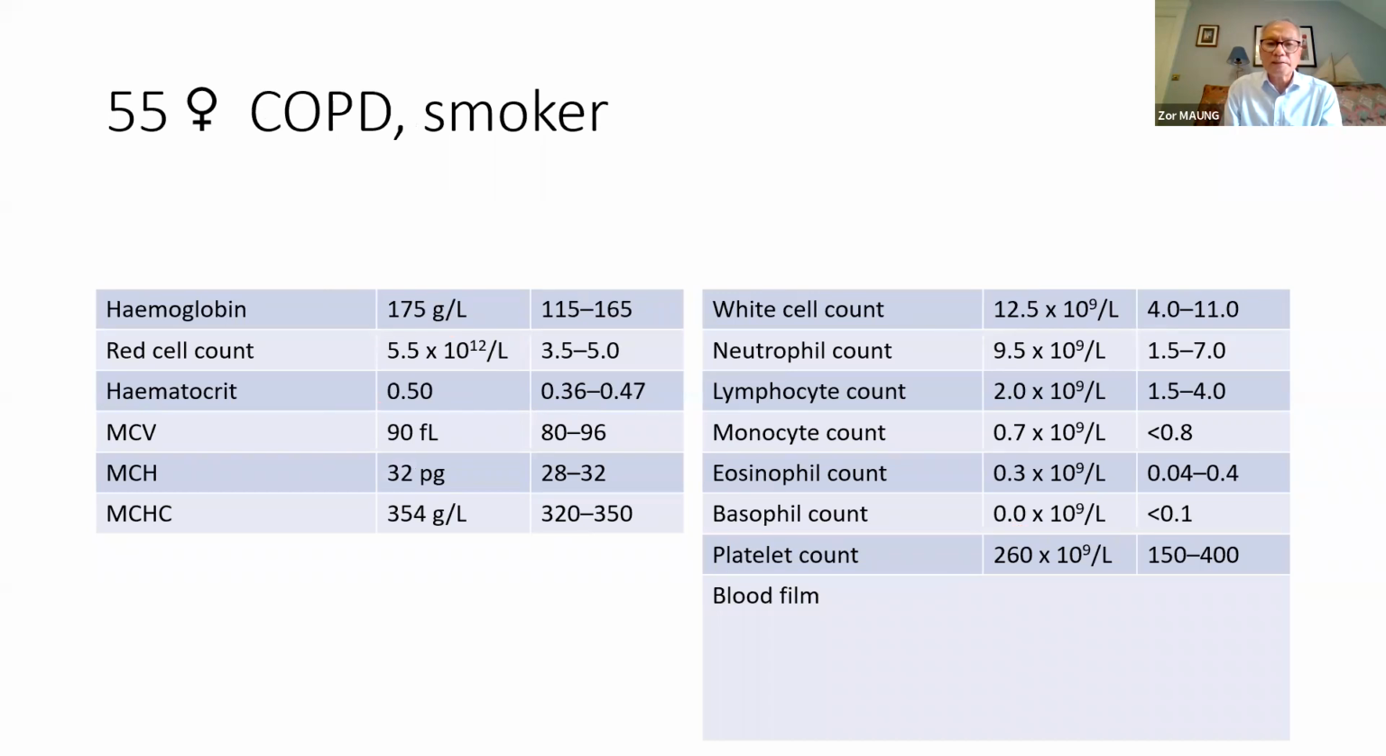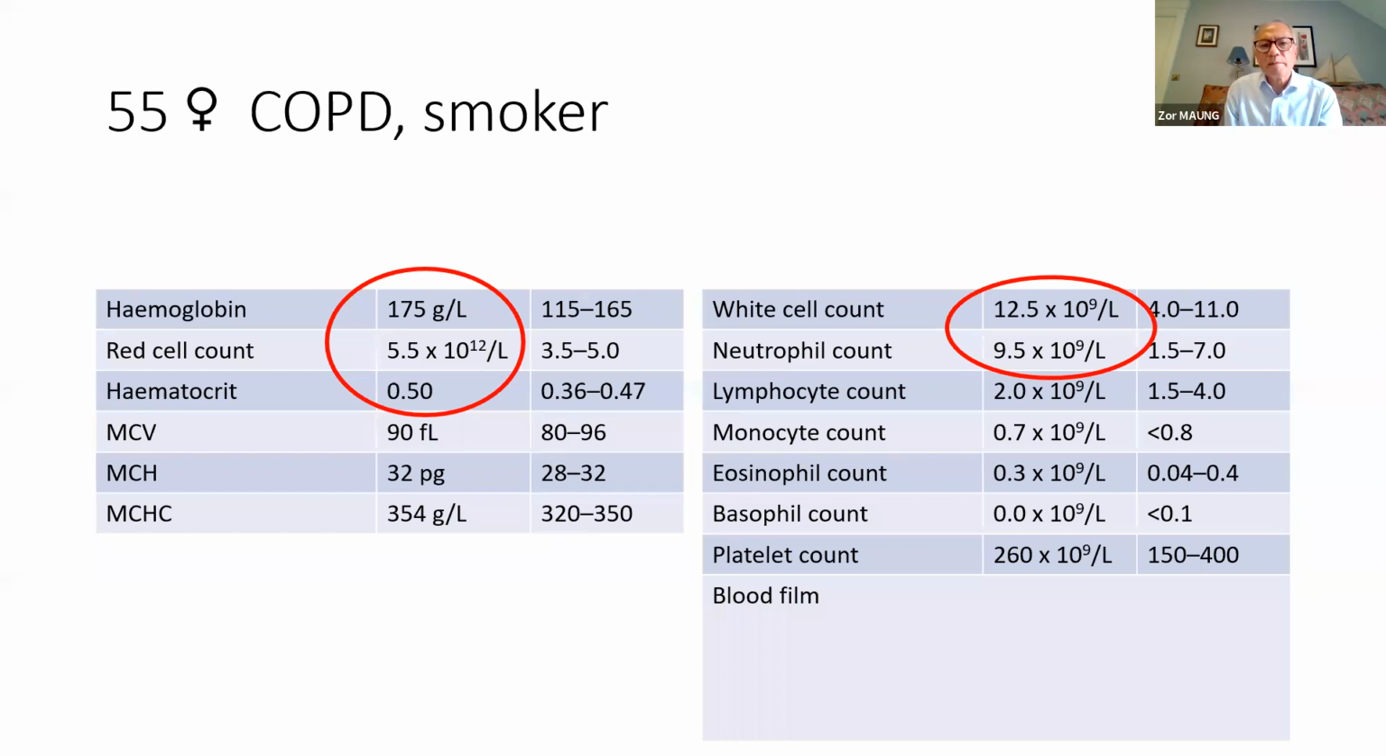Now, your blood counts, this is another scenario. This is a 55-year-old woman with COPD, chronic obstructive pulmonary disease, and a smoker. So her hemoglobin may show anemia or an increase in the hemoglobin. So this is known as polycythemia. In this patient the MCV is normal, and the white cell count is nearly 10.